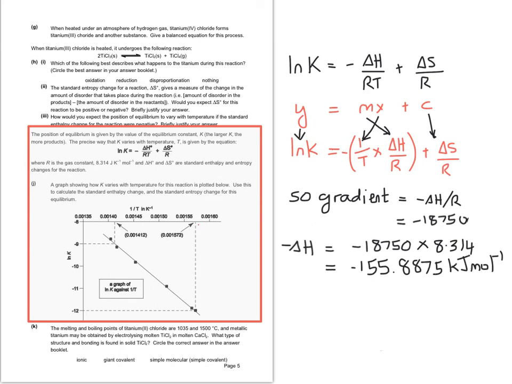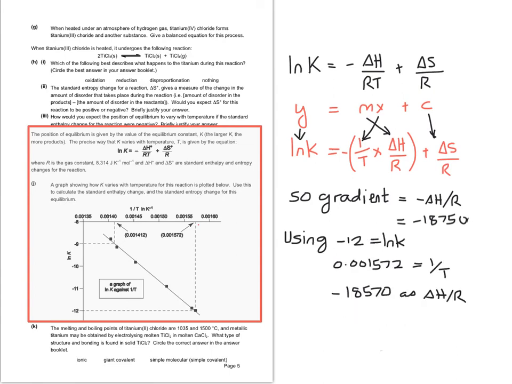By simply rearranging minus delta H over R, that gives us that expression, which in terms of a calculator value is positive, I should say, 155.8875 kilojoules per mole. But because 8.314 is quoted to 4 significant figures, so must our answer be.